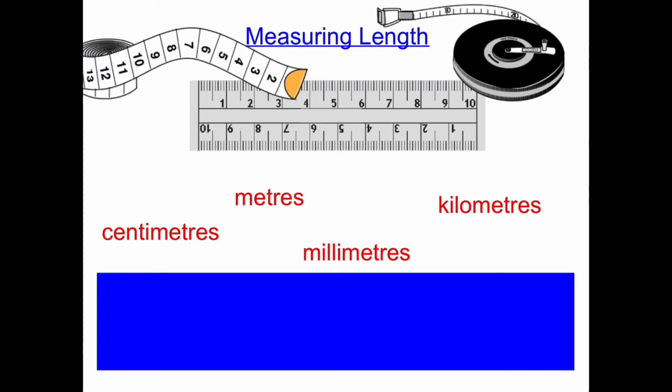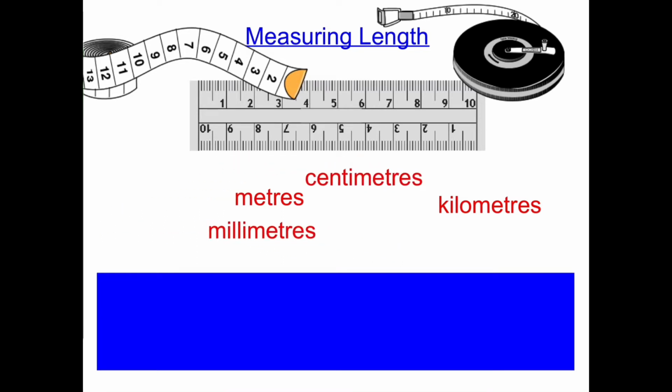Now just have a think for a moment, which do you think is the longest of those and which is the shortest? If we had to put them in order, do you think a metre's longer than a millimetre or is it shorter? Which one would go first and which one would go last? So the smallest of all of those is actually millimetres. And if you look on the ruler up there, that's those really tiny lines that you can hardly see.